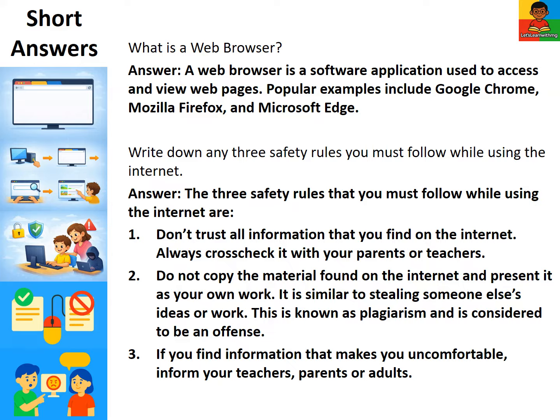Write down any 3 safety rules you must follow while using the internet. Answer: 1. Don't trust all information on the internet. Cross-check with your parents or teachers. 2. Do not copy material found on the internet and present it as your own work. This is plagiarism. 3. If you find information that makes you uncomfortable, inform your teachers, parents, or adults.